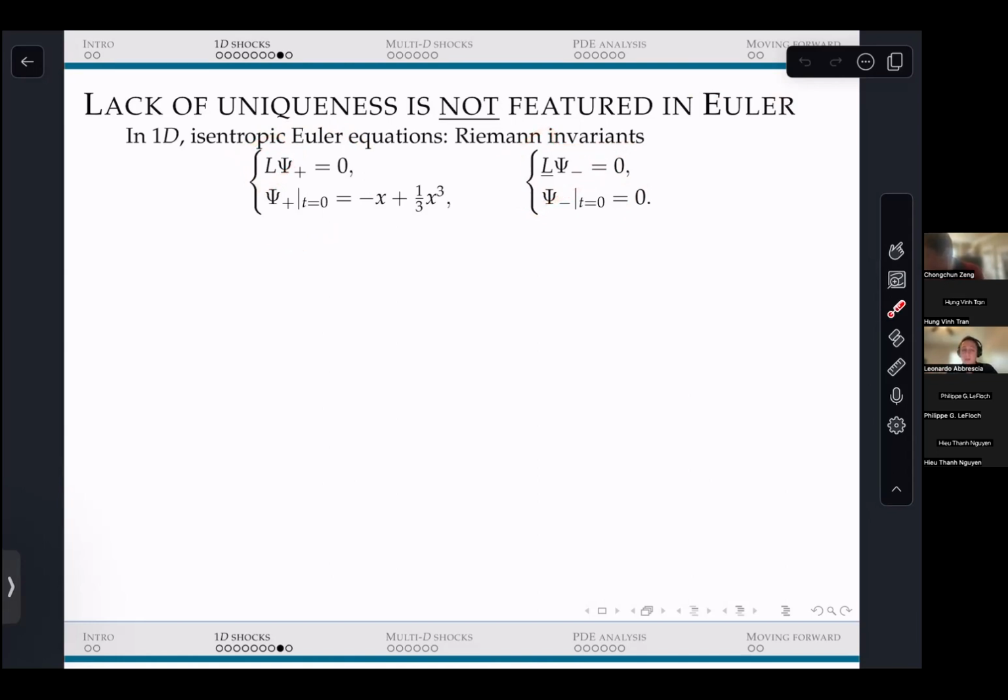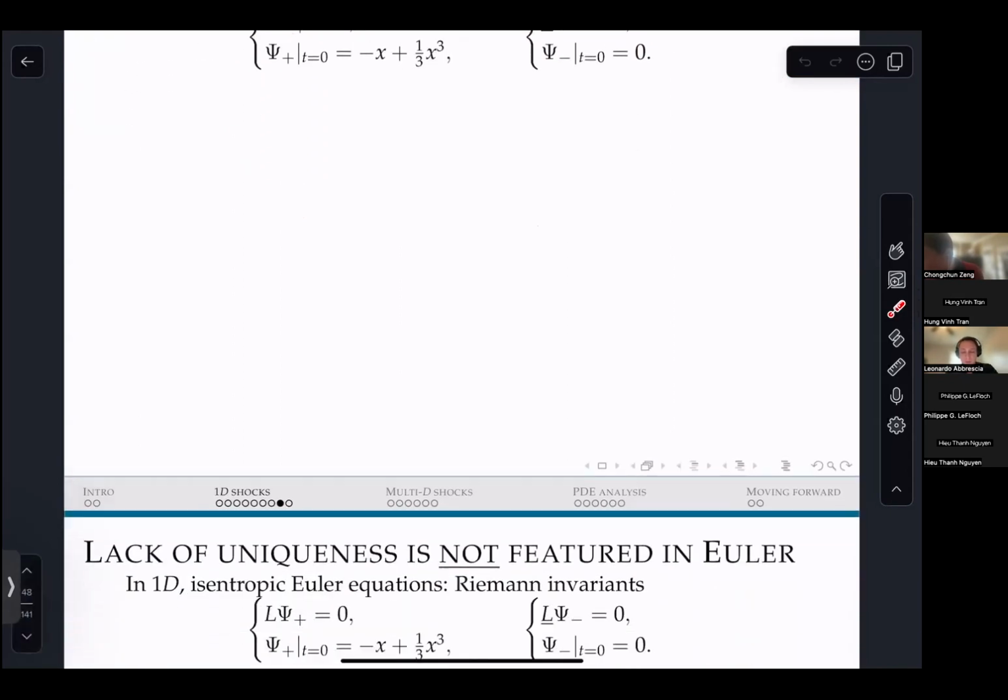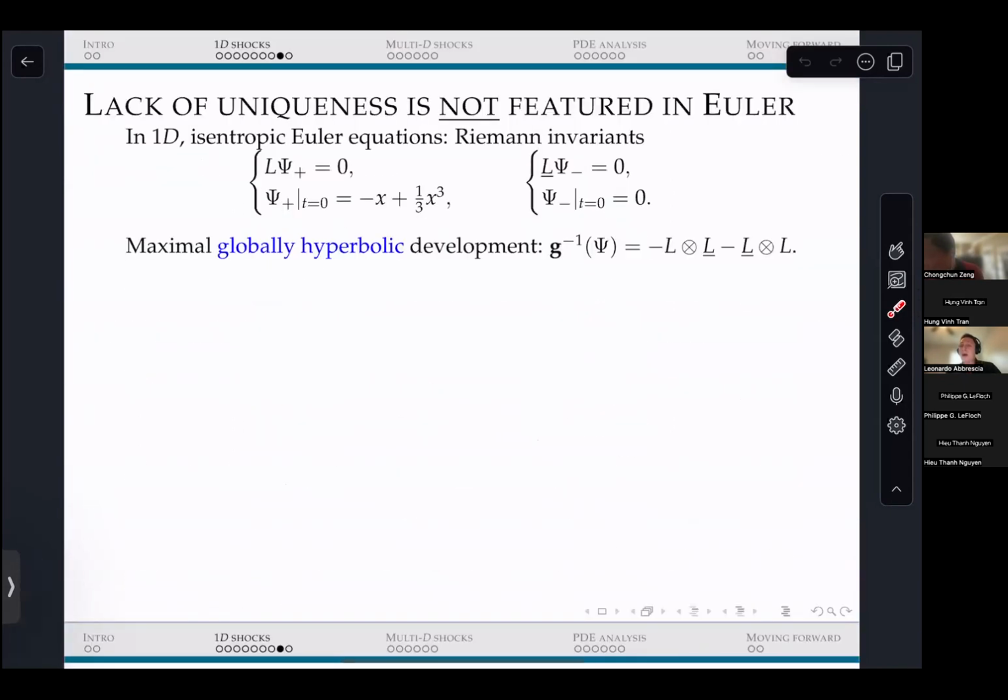The precise form is not important here, but what is important is now I can distinguish what we studied for Burgers that suffered non-uniqueness, which was the maximal development. What's different now is that now I can consider maximal globally hyperbolic developments. I can consider developments that obey causality, finite speed of propagation, domain of dependence issues that are associated to wave equations, okay?